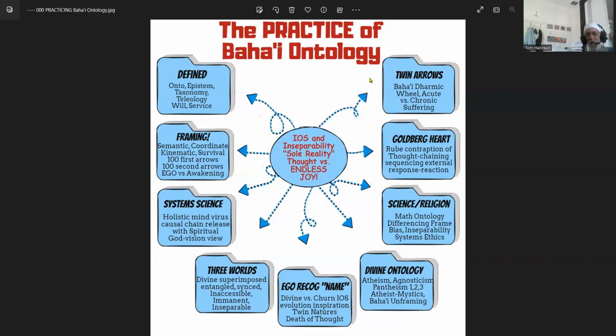And that is that every time there's an event that happens that's negative or painful or acute suffering, a pain, a bad event, a catastrophe in our life, we have two arrows shot at us. One is the event itself, and the second arrow is then what we do with it afterwards with this chronic chain of thinking. And this ties to an idea that I call the Goldberg Heart.